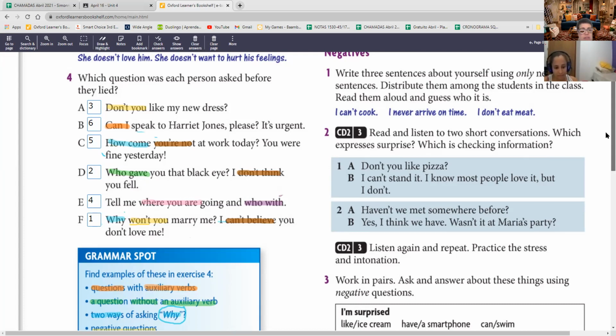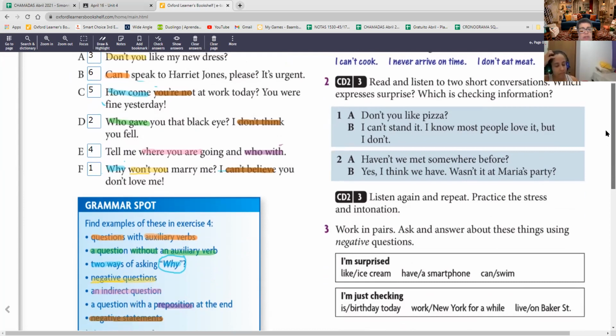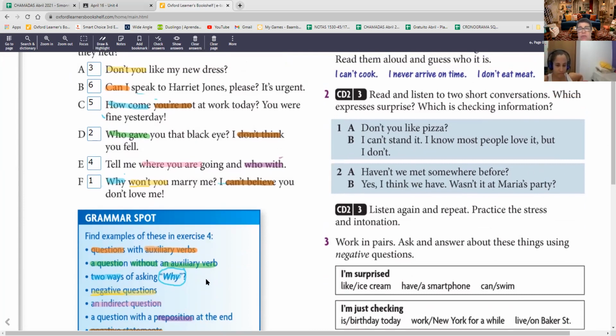Now, another type of question that we have is when we ask why. There are two ways to ask why in this exercise. The first one is here, letter C. How come you're not at work today? How come you're not at work today? So I'm asking why, okay? So what happened? Why aren't you at work today? The second one is letter F. Why won't you marry me?